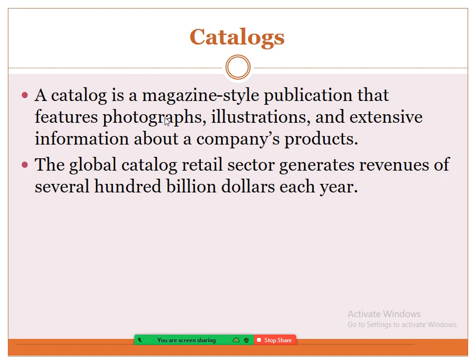Next are catalogs. So, a catalog is a magazine style publication. If you have seen the products of Oriflame, then they provide a catalog. A catalog is a magazine style publication that features photographs, illustrations, and extensive information about the company's products. The term megalog is sometimes used to describe this communication media.